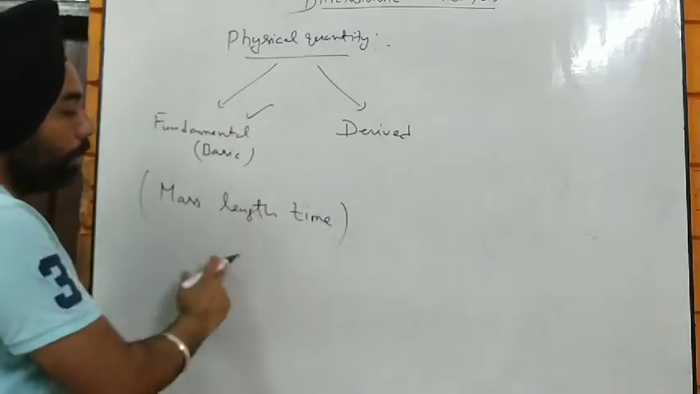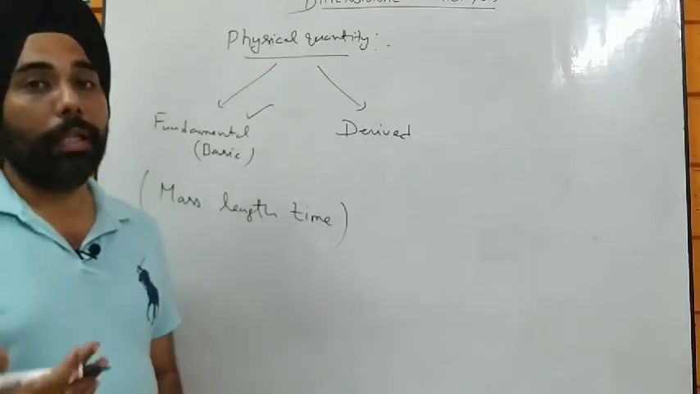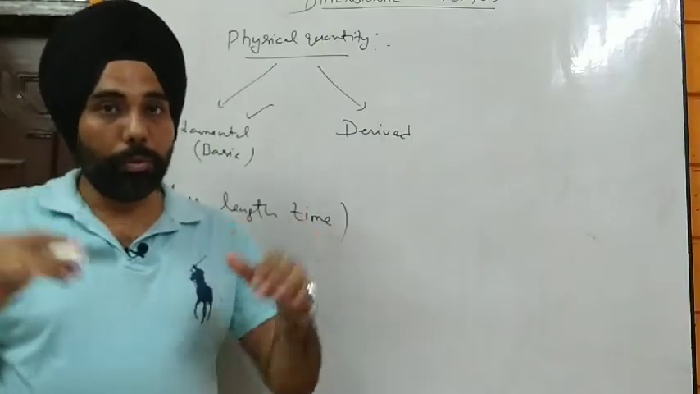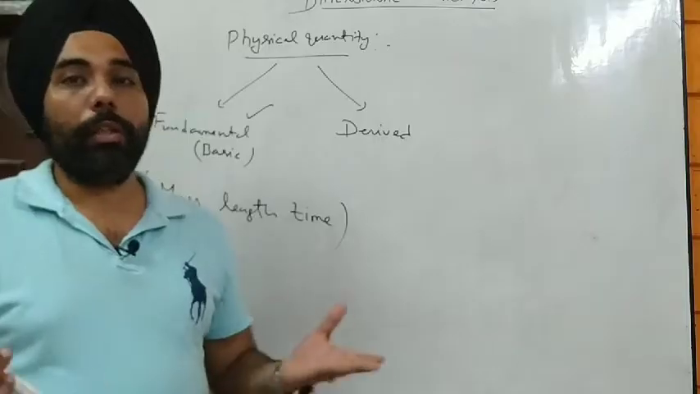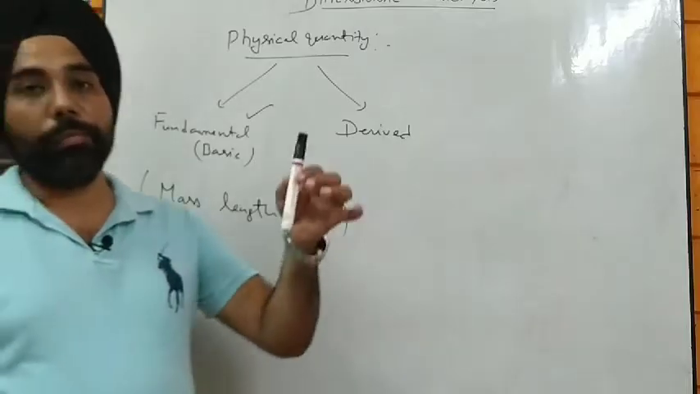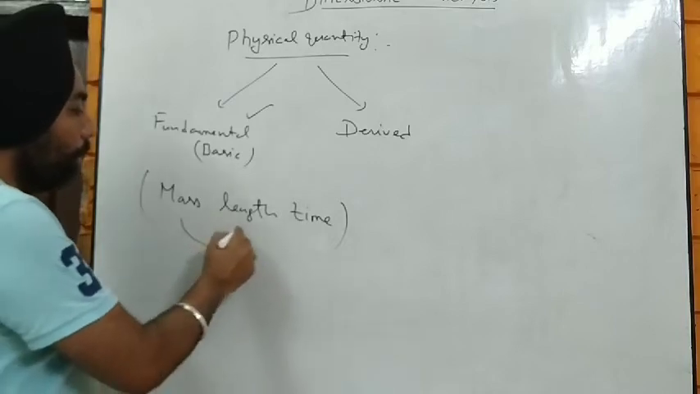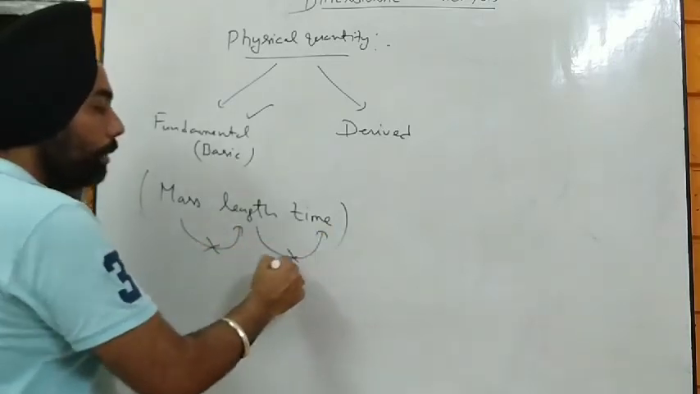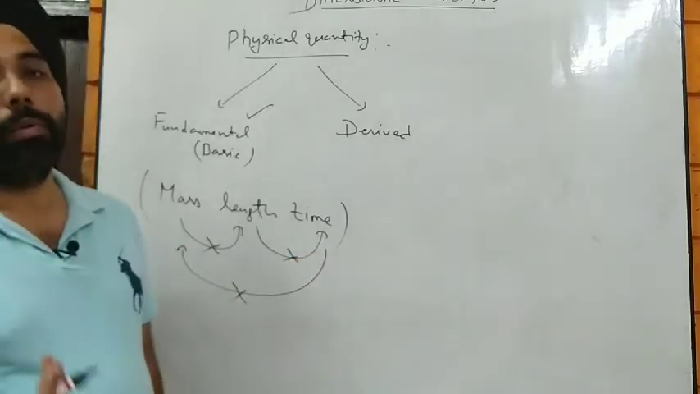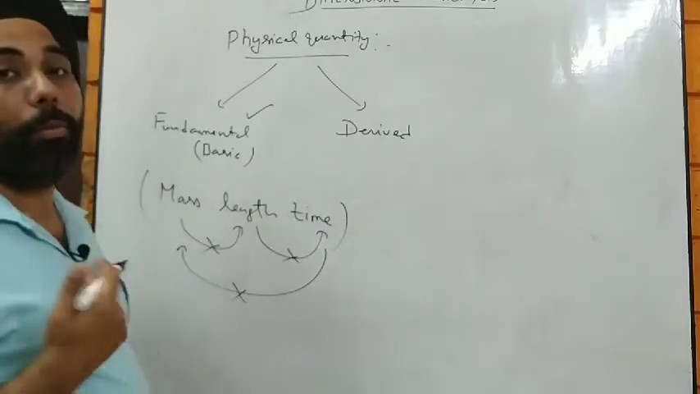Why are these three known as fundamental quantities? Because they cannot depend upon each other. Mass does not depend upon length, and length does not depend upon time. Obviously, if we are having two same size people, definitely their mass is not going to be same. And obviously the length of this marker is not going to change after 5 minutes. So mass does not depend upon length, and length does not depend upon time, and similarly mass also does not depend upon time.